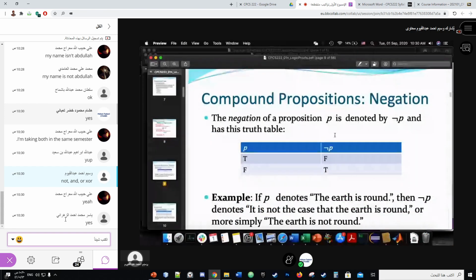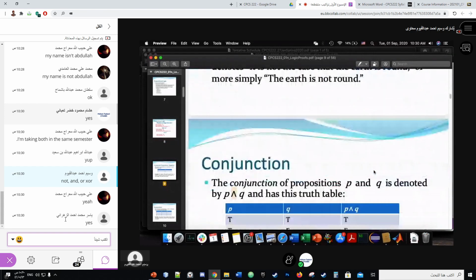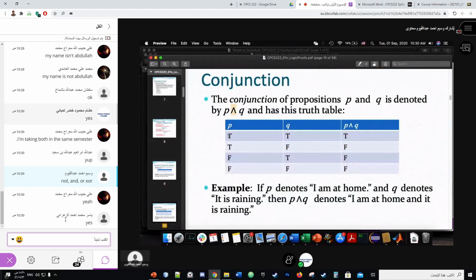So this is called the truth table for not. The truth table for and: true and true is true, true and false is false, false and true is false, false and false is false. So you will have to remember this table. With and, it's true only when both are true.